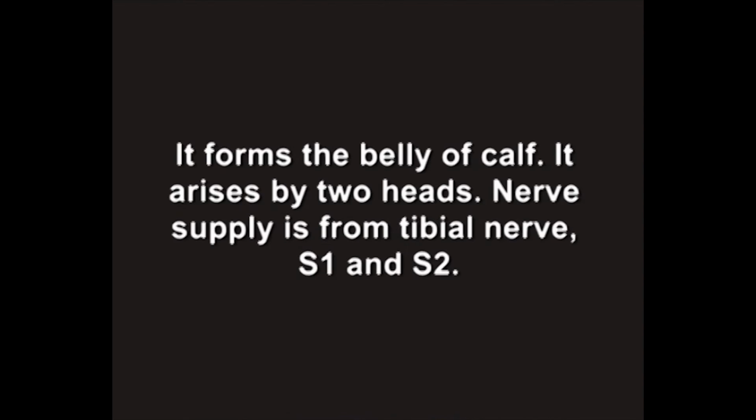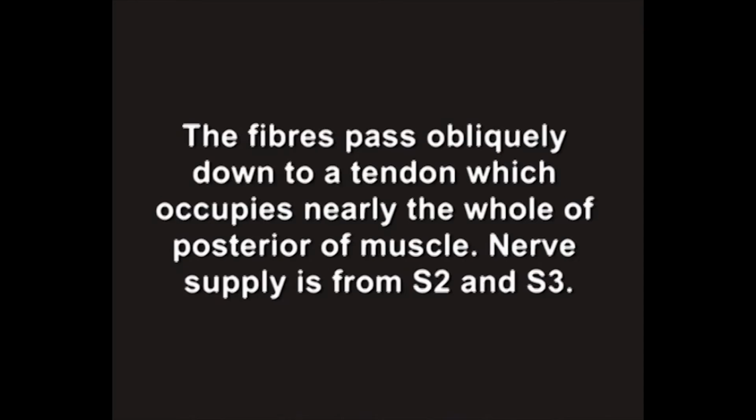Gastrocnemius. It forms the belly of calf. It arises by two heads. Nerve supply is from tibial nerve S1 and S2. Flexor hallucis longus. It arises from the inferior two-thirds of posterior surface of fibula. The fibers pass obliquely down to a tendon which occupies nearly the whole of posterior of muscle. Nerve supply is from S2 and S3.